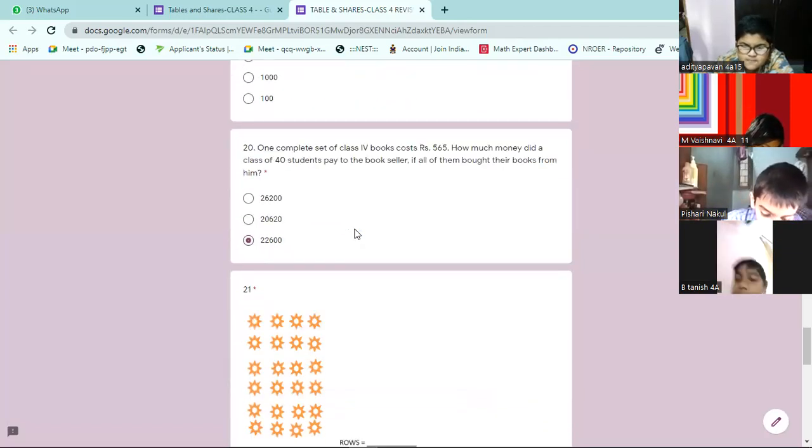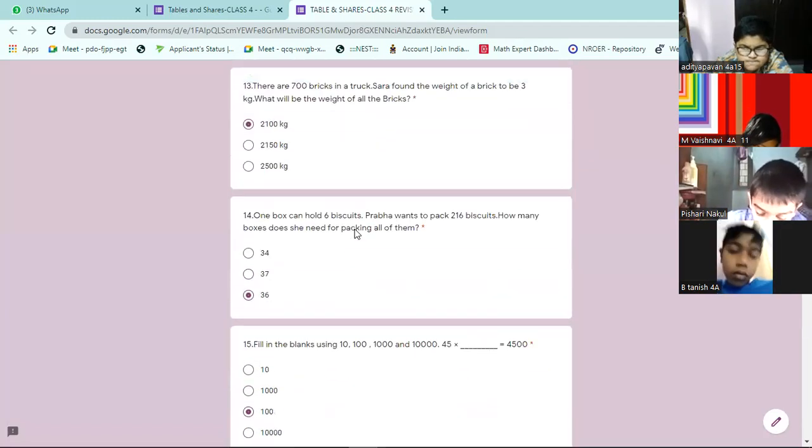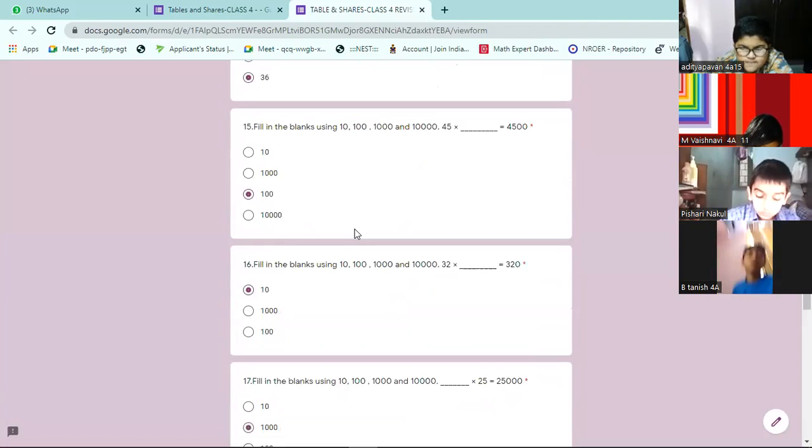The whole chapter is about multiplication and division skills. If you are good at multiplication and division, you can do it.